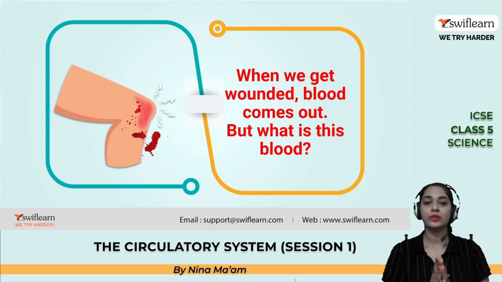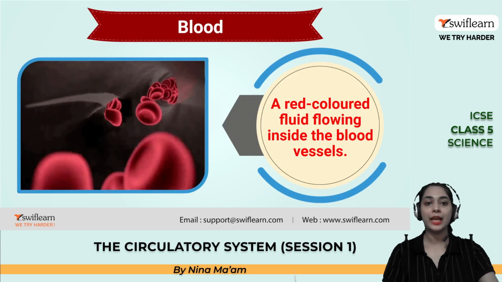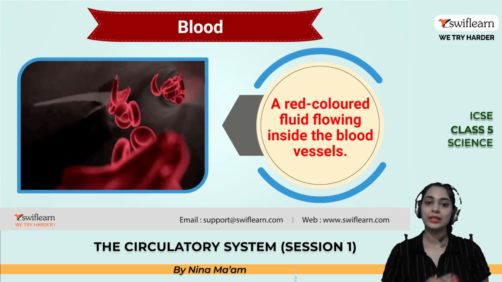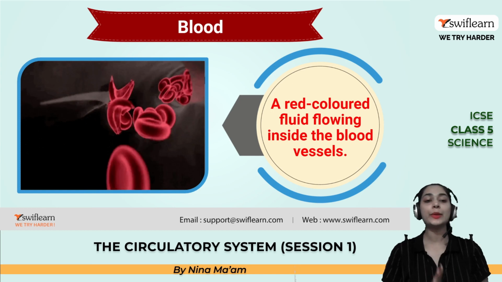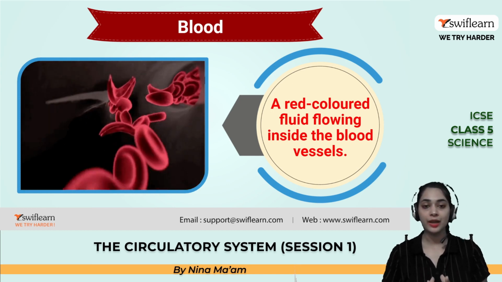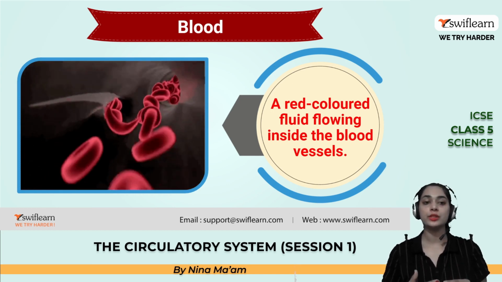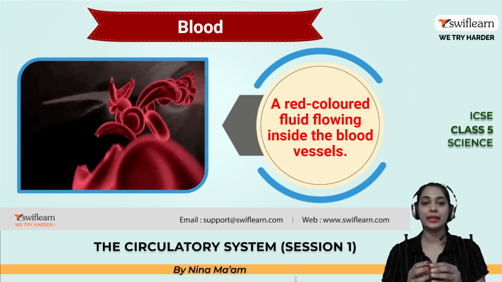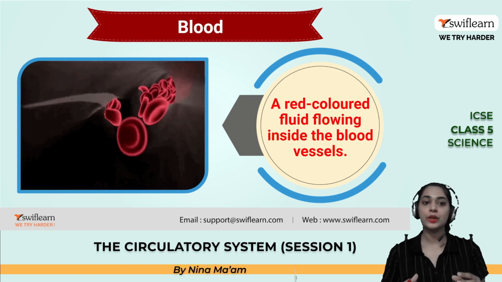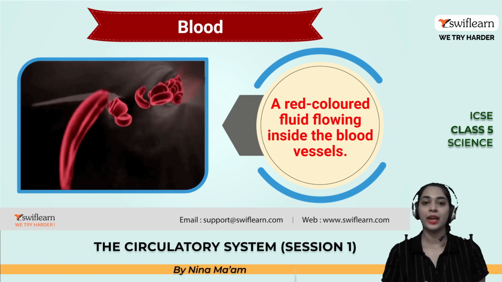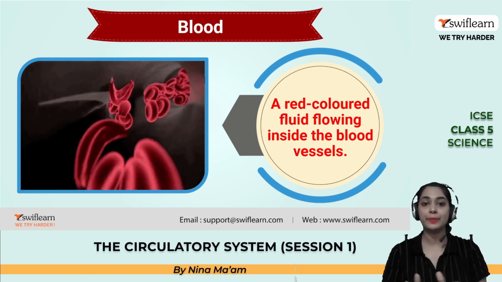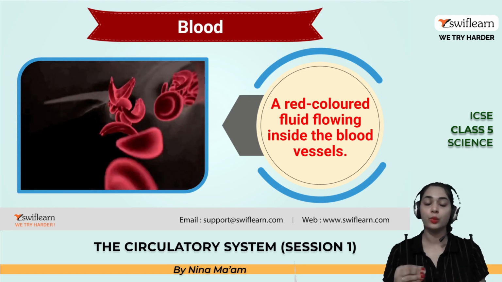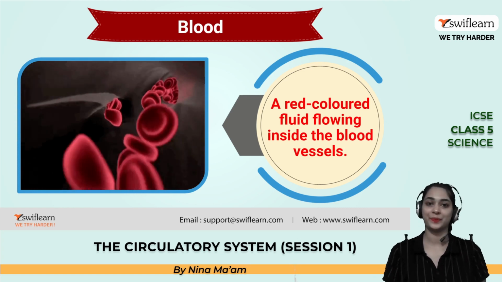Now we are going to learn about the blood. What is blood? As we know, the blood is made up of a liquid and solids. The liquid part is known as the plasma. It is made up of water, salts and protein. So you know that, right? The blood is like a watery structure because it contains a liquid part, and this liquid part is known as the plasma, which contains water, salts and protein.